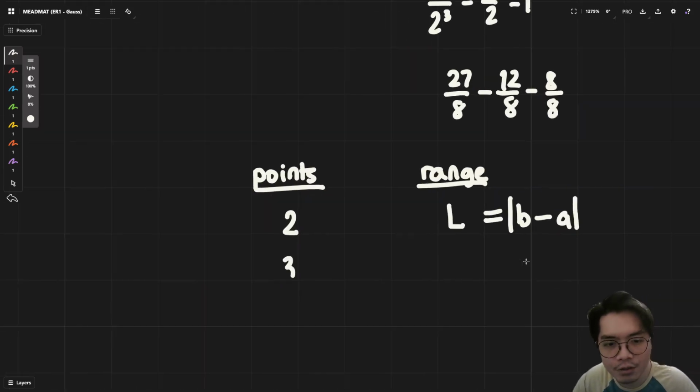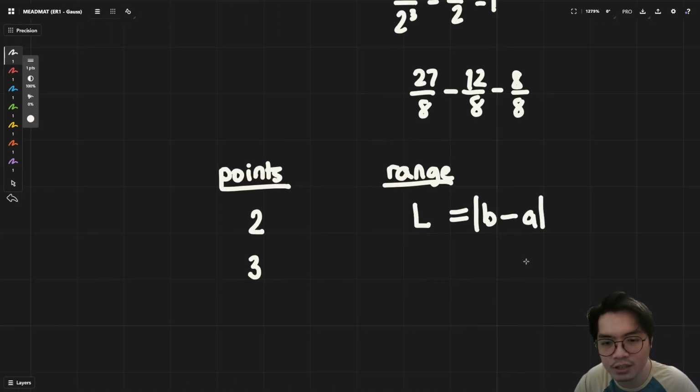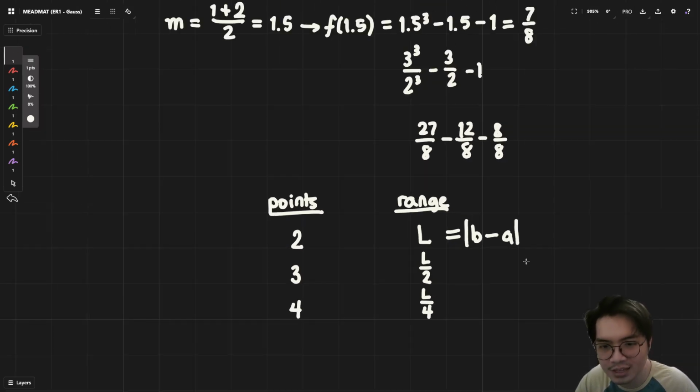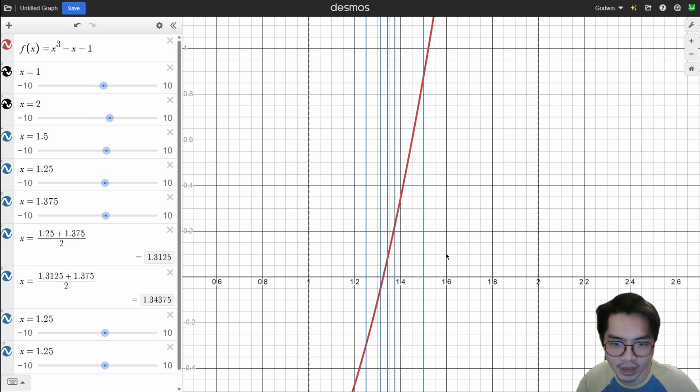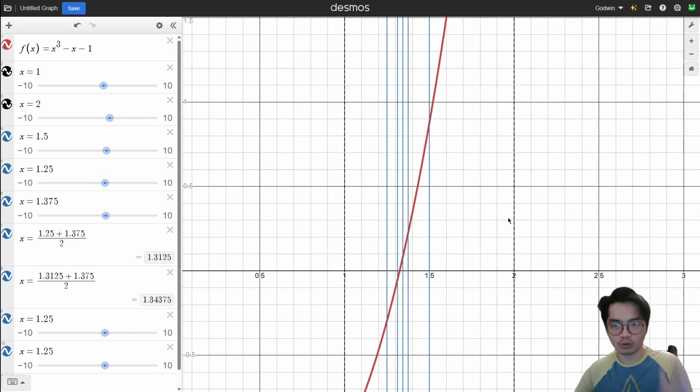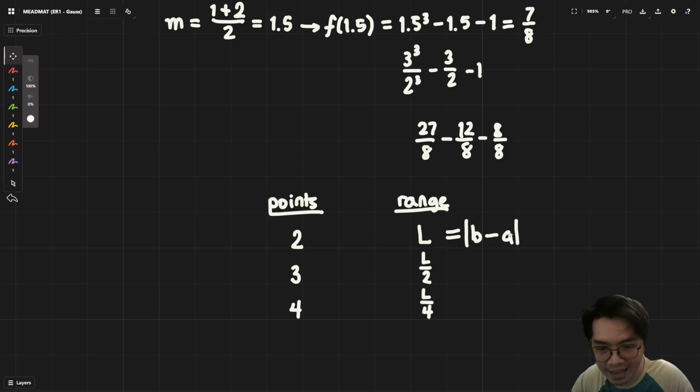If you add another point, what you're basically doing is halving the range. Add another point and you are halving the range again. That is what we have been doing here. When you had 2 points, the range was 1. When you had 3 points, the range was half. When you had 4 points, the range was 1/4. If you have 5 points, the range is divided by 8, and so on and so forth.